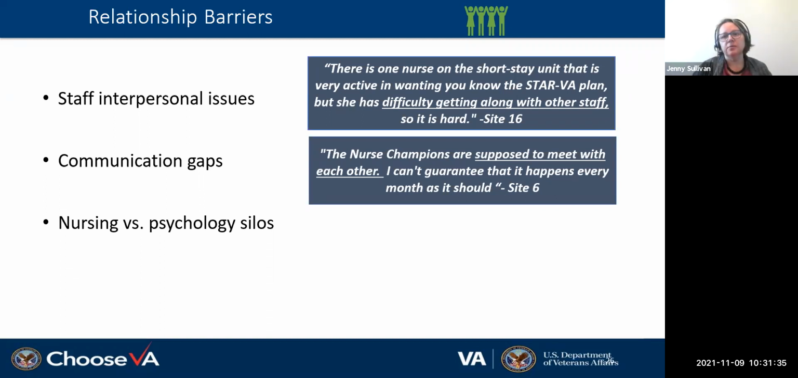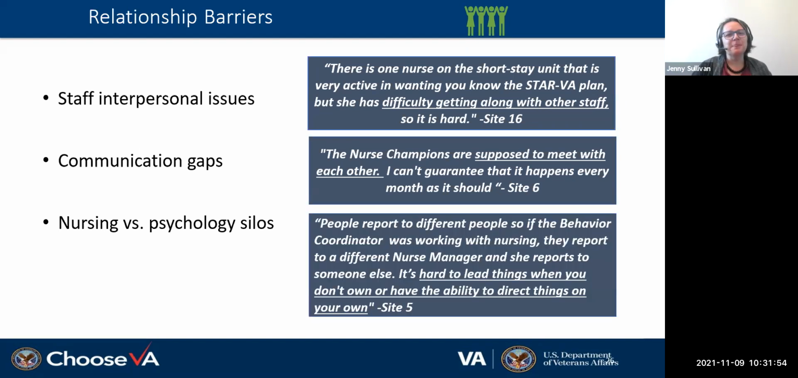And then 5 sites emphasized that silos and reporting structures between nursing and mental health had been detrimental to STAR VA implementation. So an example might be not including a behavioral coordinator to train nursing staff, or generally the lack of ownership of STAR VA. And an example quote here was, people report to different people. So if the behavior coordinator was working with nursing, they report to a different nurse manager and she reports to someone else. It's hard to lead things when you don't own or have the ability to direct things on your own.